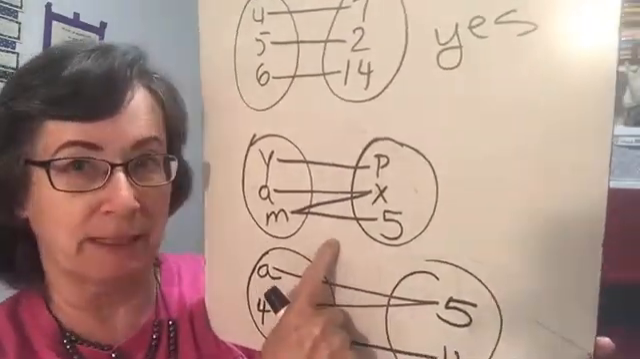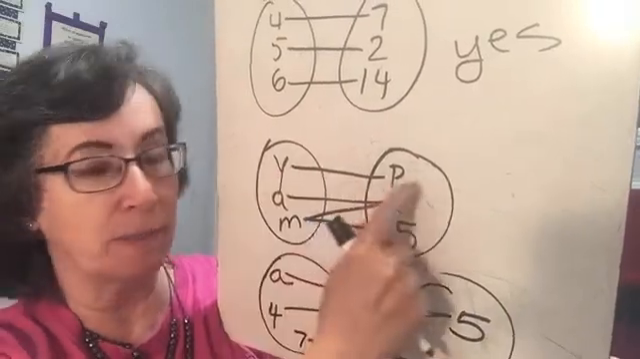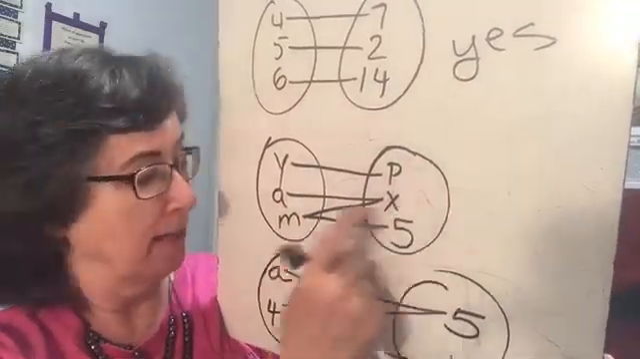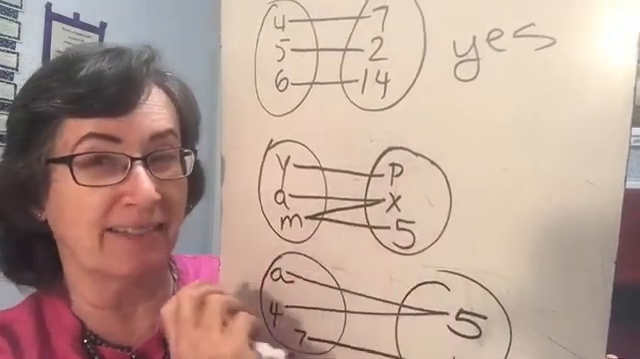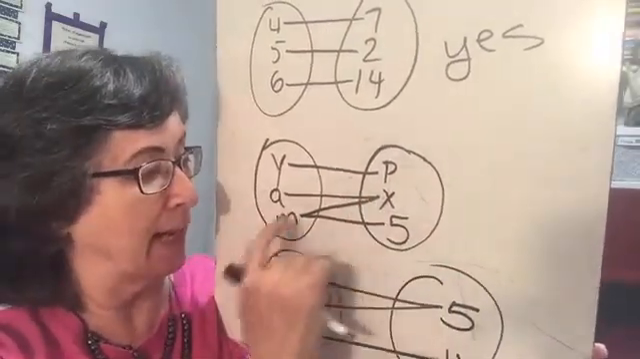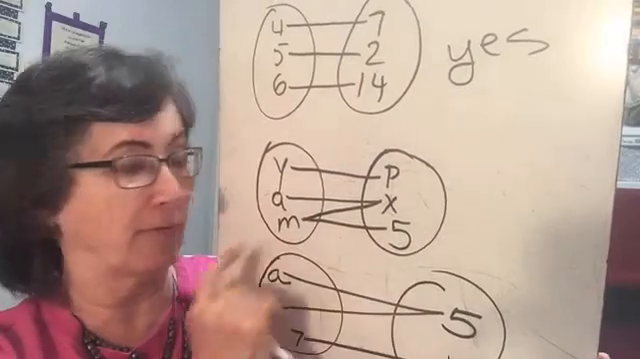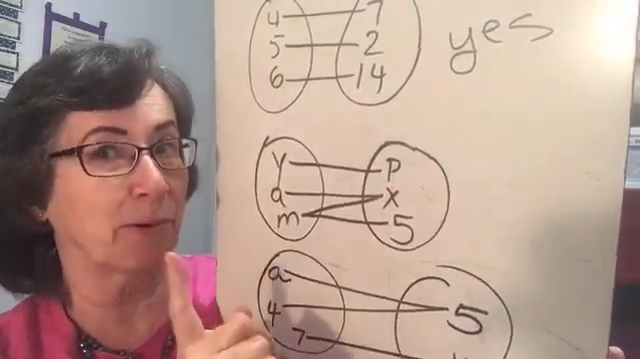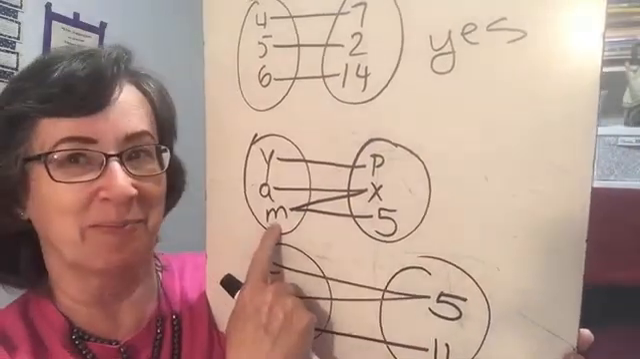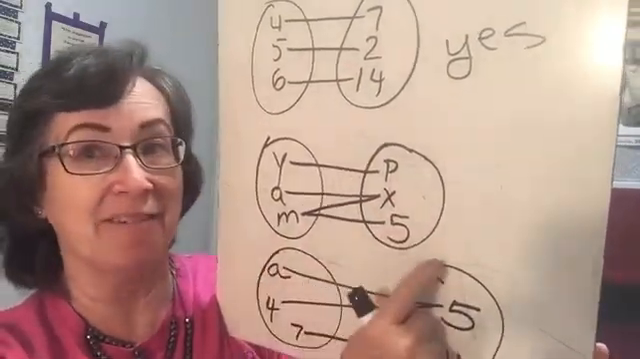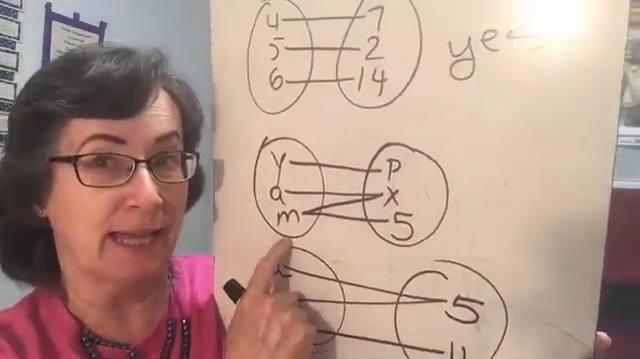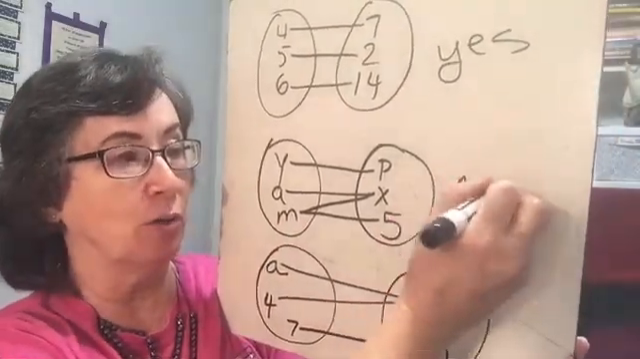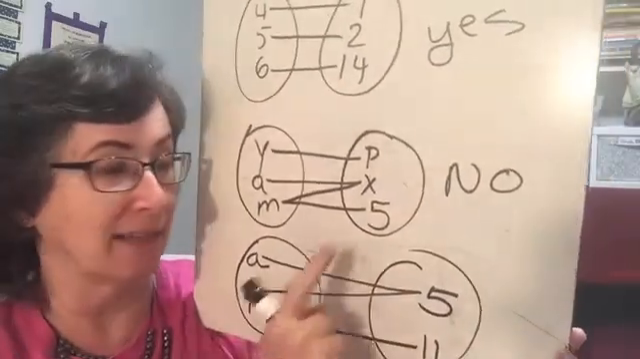What about this one? Okay, so Y goes to P, that's fine. A goes to X, and M goes to X. Now that's not a problem. M goes to X, A goes to X, M goes to X. The fact that 2 things go to 1 is not a problem. The problem is that M goes to X and 5. So one input has more than one output, therefore no, this example is not a function.